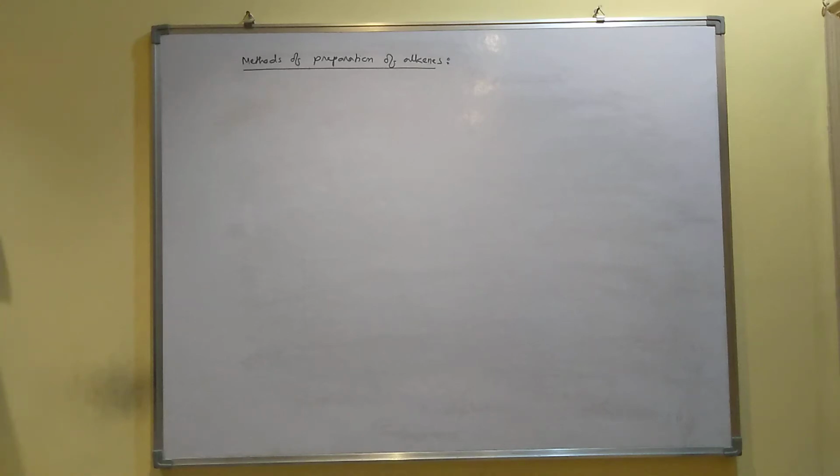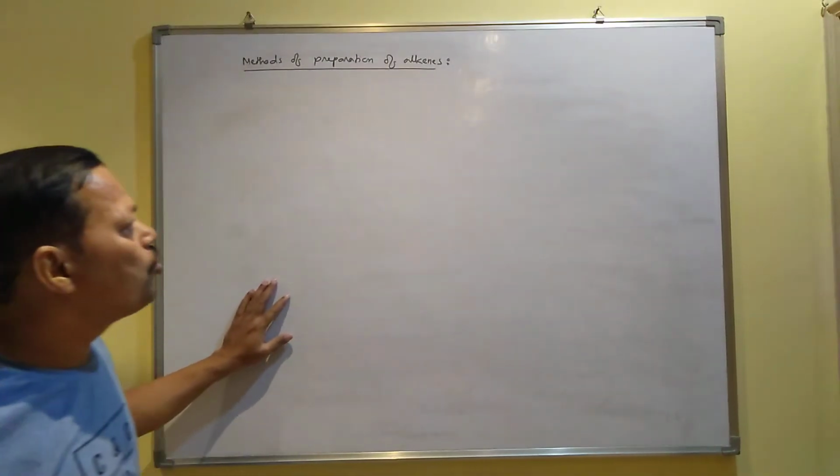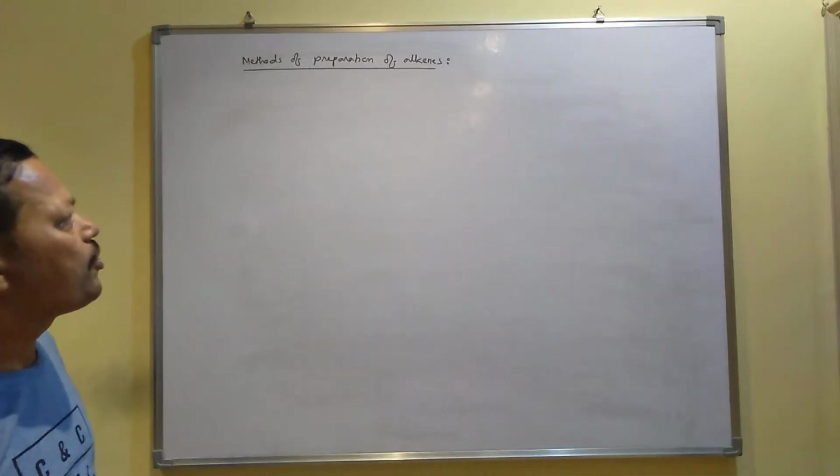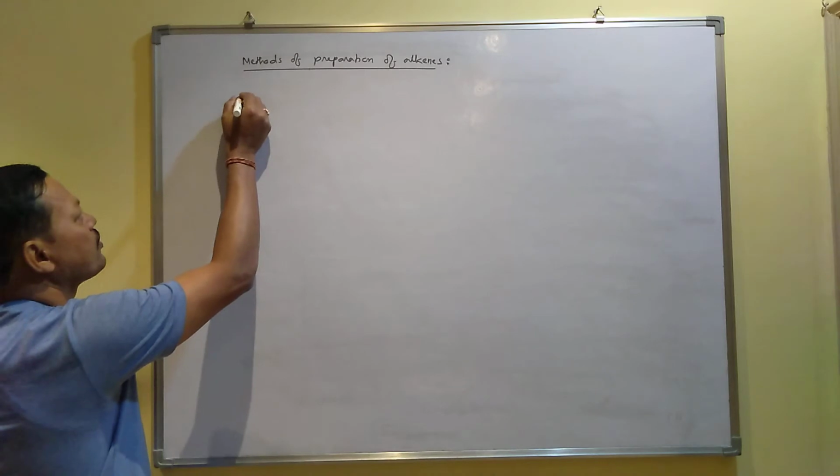Good morning, students. Today we'll do the methods of preparation of alkenes. Already we have started about the methods of preparation. In last class we have done one method by dehydration of alcohol, and this is the second method.